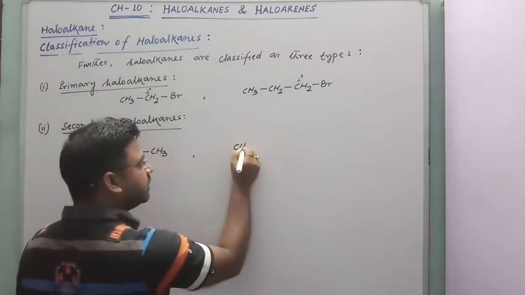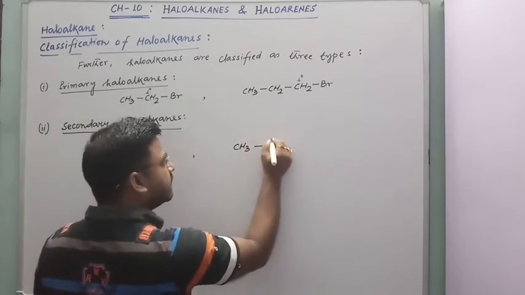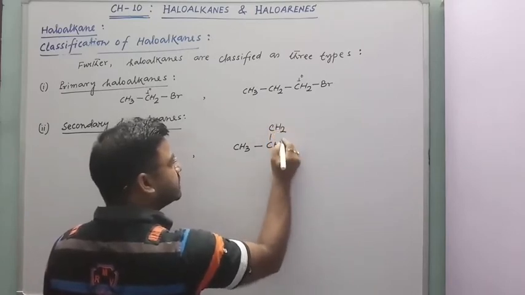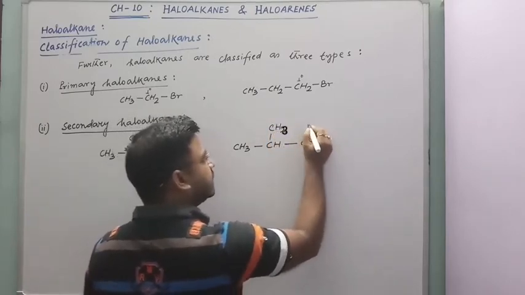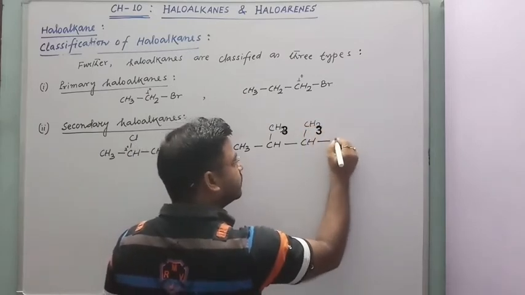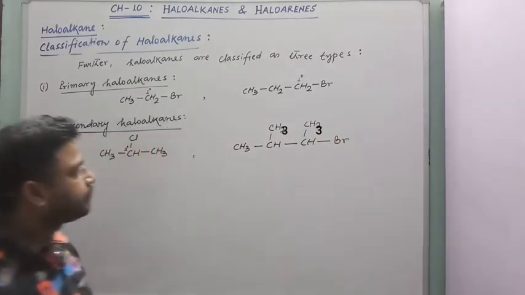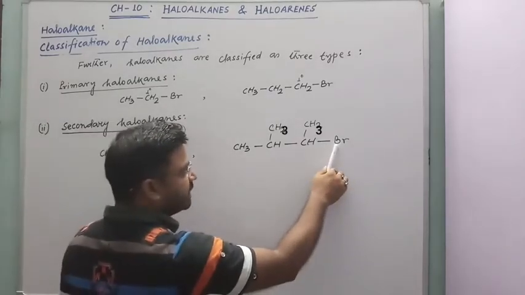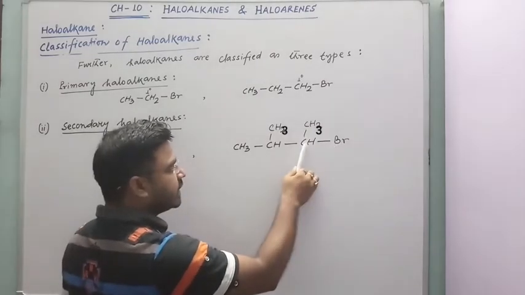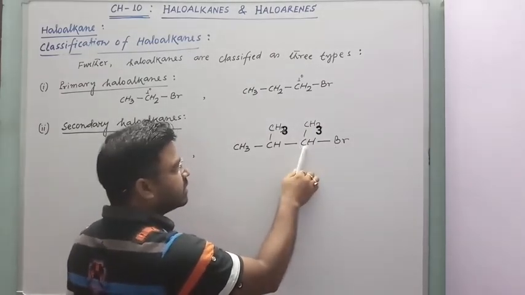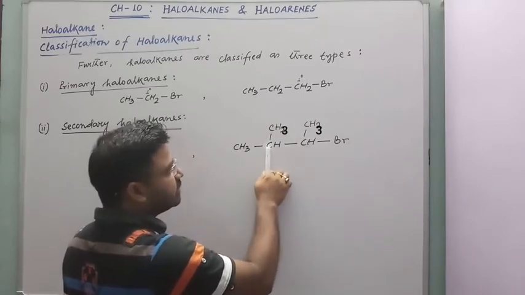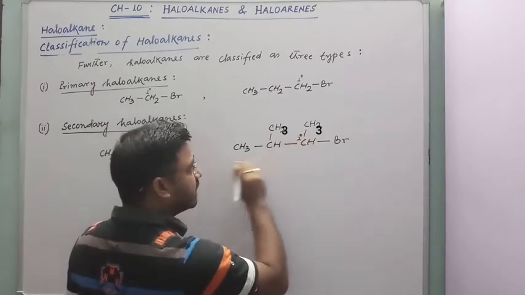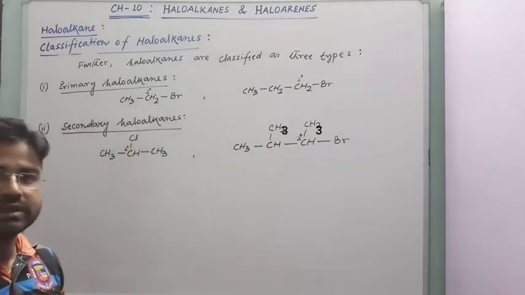Similarly, another example, say CH3CH2CHBrCH2CH3. Here you see this bromine atom, this halogen atom, is attached with this carbon atom. Now this carbon is directly attached with one carbon on this side and one carbon on this side. So this carbon is directly attached with two carbons, so this carbon is secondary carbon, and this compound is secondary haloalkane.